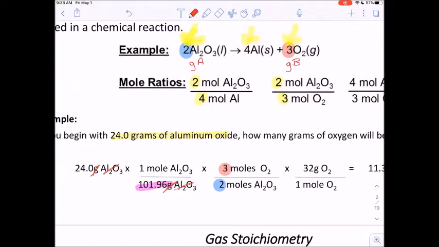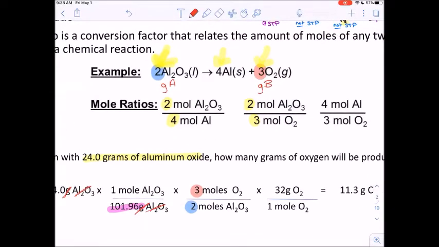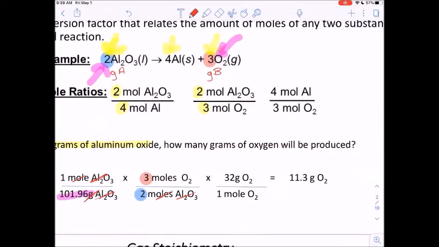I use my mole ratio for the next step. So I look at my balanced equation and I say, how many moles of oxygen do I have? And that's highlighted in red up here. I have 3 moles of oxygen for every 2 moles, right there, of my aluminum oxide. So that's my mole ratio step, and I can go ahead and continue canceling my units then. So now my moles of aluminum oxide cancel with my moles of aluminum oxide. And I'm in moles of oxygen, but I need to get to grams.